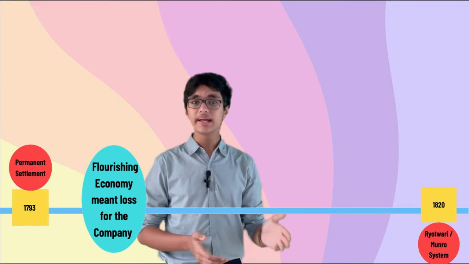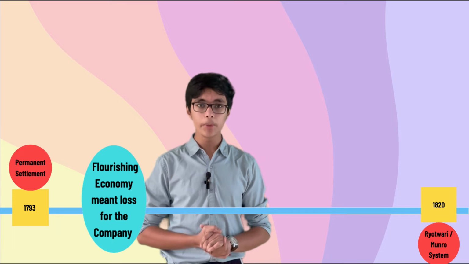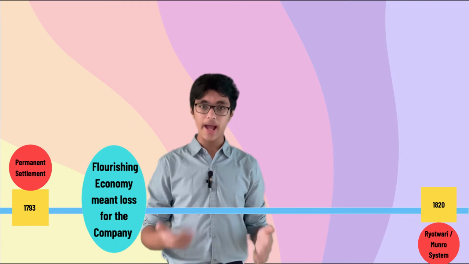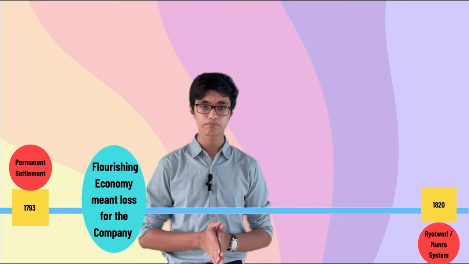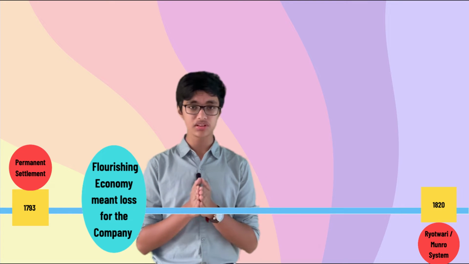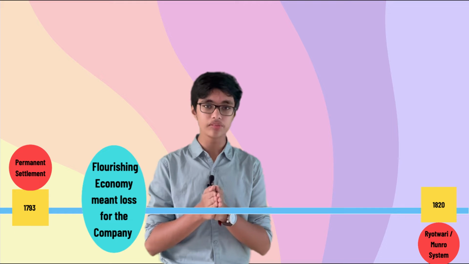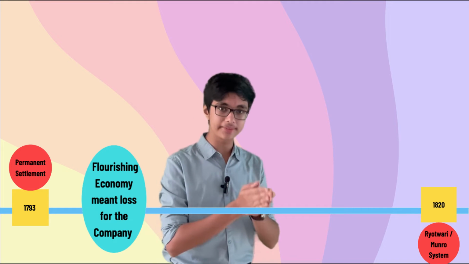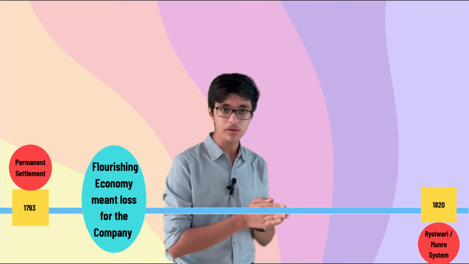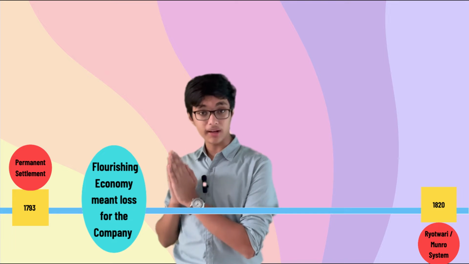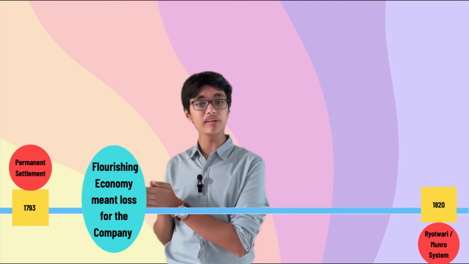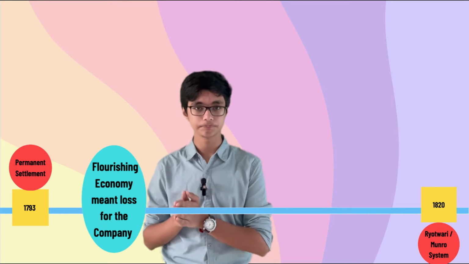This was evidenced in the early 19th century when the Bengal economy was actually flourishing. The problem was with this flourishing economy, the zamindars and the peasants were always at profit because they were receiving the right prices for what they were selling. The company, on the other hand, was only receiving a fixed revenue.